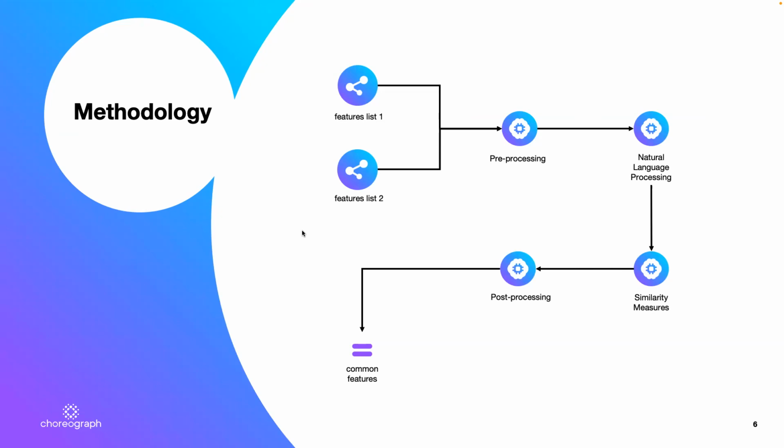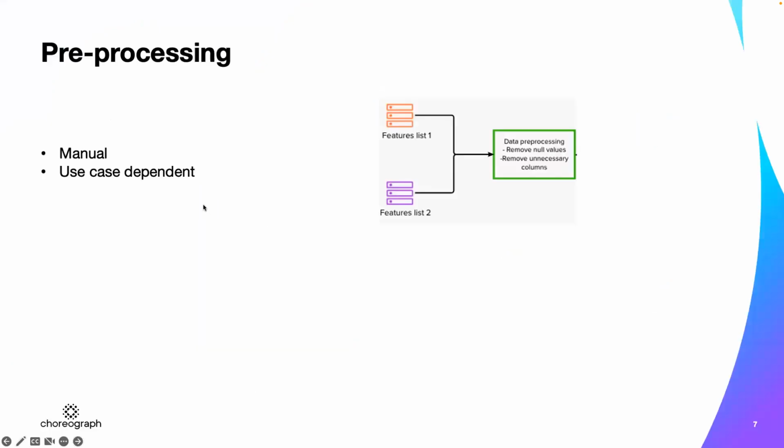And then at the end, we will do some post processing where we try to bring the results back to the human readable format. Okay, so starting with the first step of the pre-processing, the main thing we take care of in this part is that we remove all the null values, or we remove all the unnecessary columns from both of the data frames or the lists that we get as input. And most of the time it's still manual work, and it's also use case dependent, depending on the shape of the input list of features that we get.